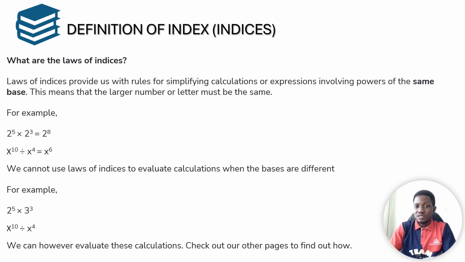The laws of indices provide us with rules for simplifying calculations or expressions involving powers of the same base. This means that the base number or letter must be the same. For example, you have 2 to the power of 5 multiplied by 2 to the power of 3. 2 to the power of 5 here is the index, while 2 is the base number.